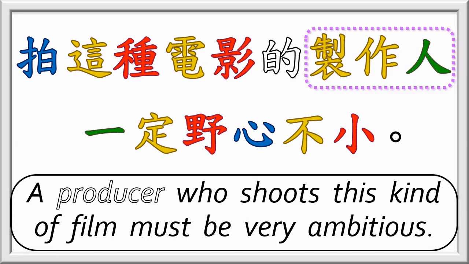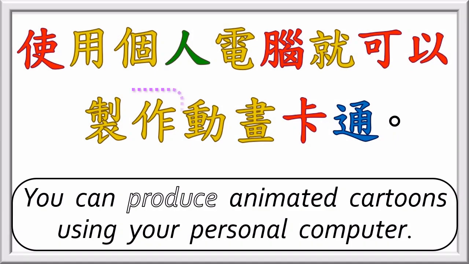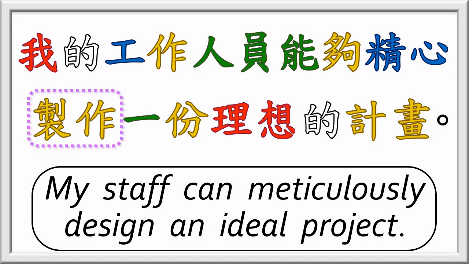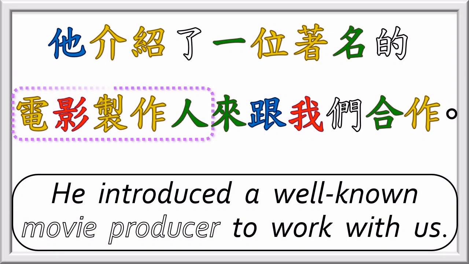拍这种电影的制作人一定野心不小。A producer who shoots this kind of film must be very ambitious. 使用个人电脑就可以制作动画卡通。You can produce animated cartoons using your personal computer. 我的工作人员能够精心制作一份理想的计划。My staff can meticulously design an ideal project. 他介绍了一位著名的电影制作人来跟我们合作。He introduced a well-known movie producer to work with us.